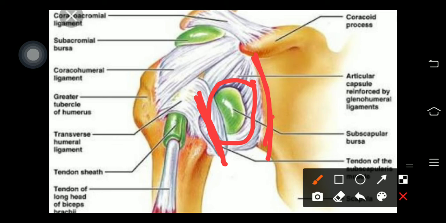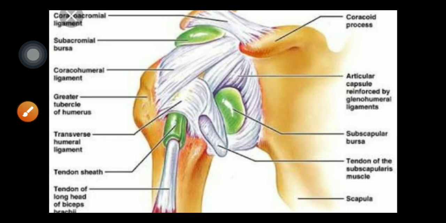Mainly these bursae are present in our body to prevent friction between the tendons of muscles, and also friction between the bone and the muscle. So for all these things this bursa is present. Definitely this bursa is also helping reduce friction around the joint.